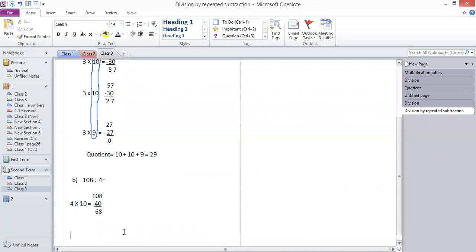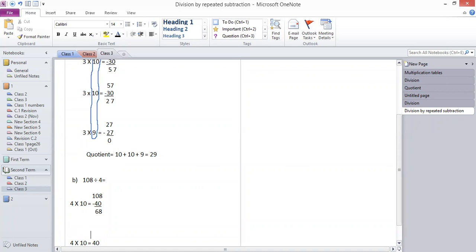Now we have 68. So guys, I again have to multiply 4 by 10. Yes or no? Yes, sir. Very good. I have to multiply 4 by 10 again. Why? Because 68 is a bigger number. If I multiply 4 by 10, the answer will be 40, so I can subtract 40 from 68.